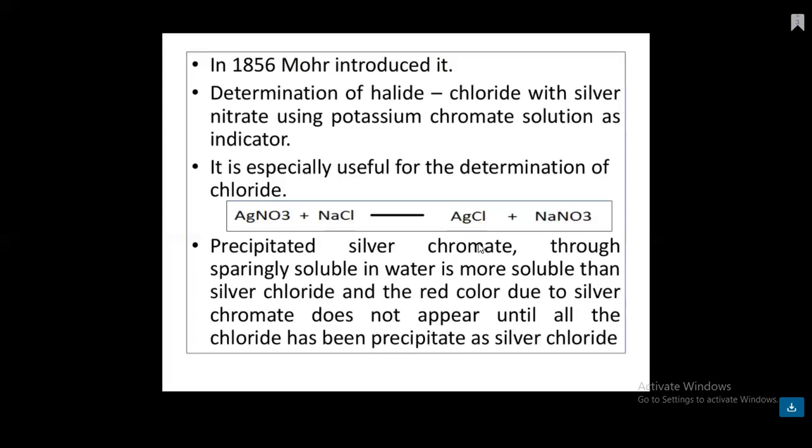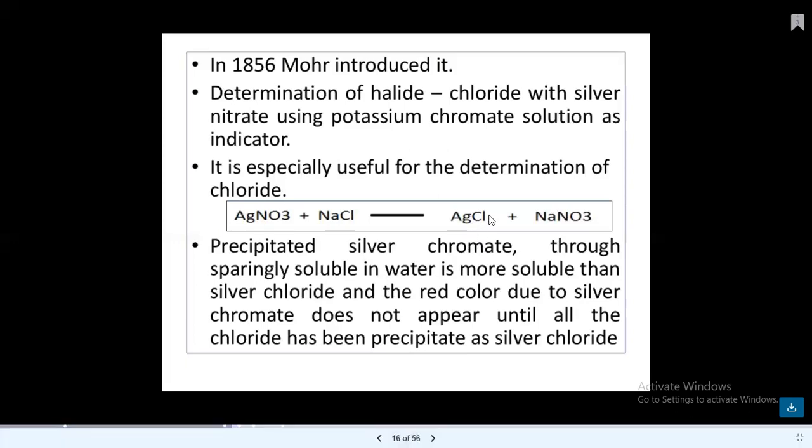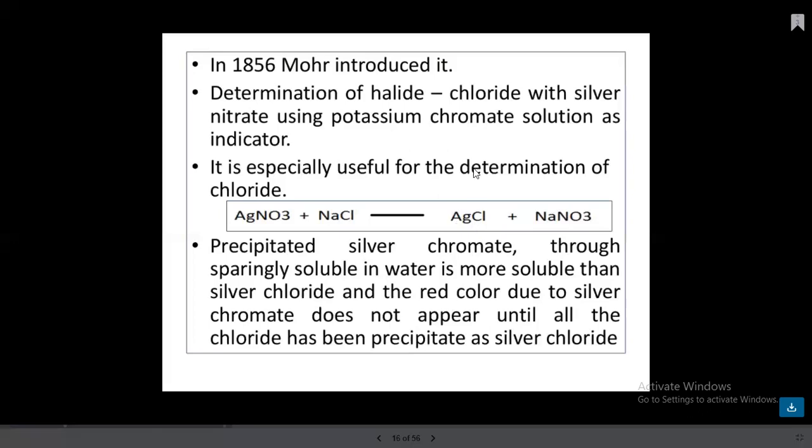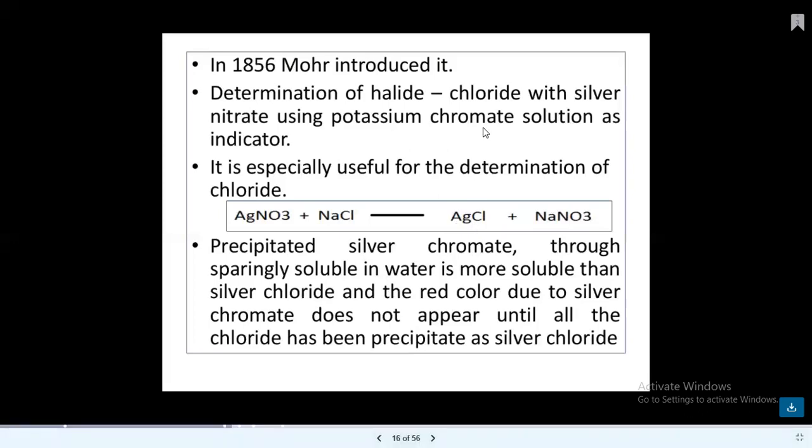So we have two different types of precipitate that will form. First, when all of this chloride is consumed by the silver, the next drop of silver then reacts with the chromate ion that is present as an indicator and converts into silver chromate.